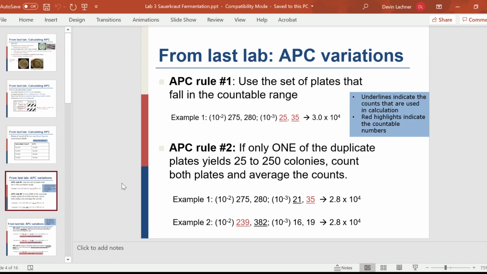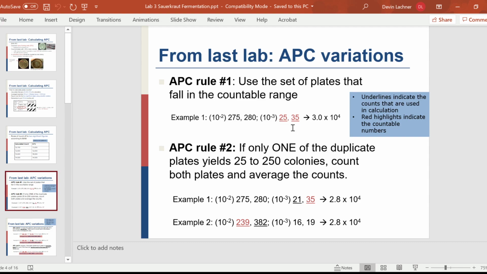So our first set of rules for counting plates. Rule number 1, you're going to use a set of plates that fall within the countable range. Okay, so for this example, we have two different dilution factors, 10 to the negative 2 and 10 to the negative 3. So this 10 to the negative 2 falls outside of our range. It is above 250, whereas these two fall within our range, so we're going to be using these.